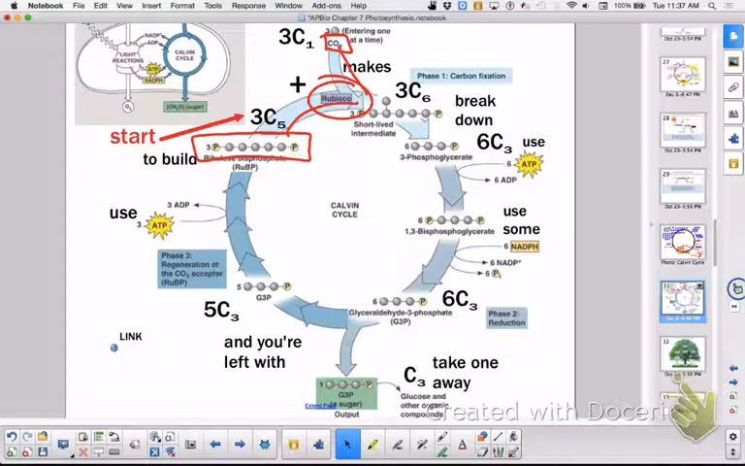You used 6 right here and 3 right here, that makes 9. You did it how many times? 2 times, so how many ATP did you use? 18 ATP. How many reduced NADPH did you use? 6 a turn. So that's a total, you do it twice. How many is that? 12. To form those 2 G3P, which can be used to form 1 glucose.